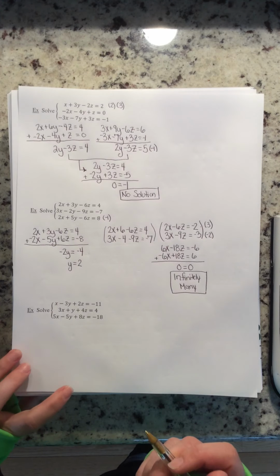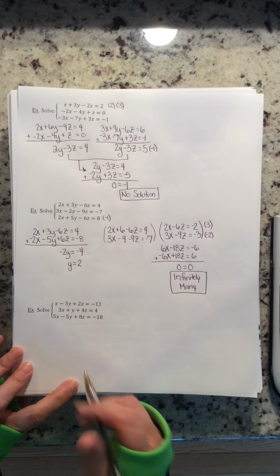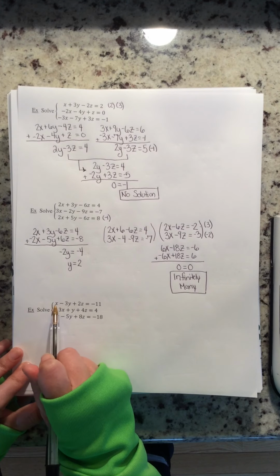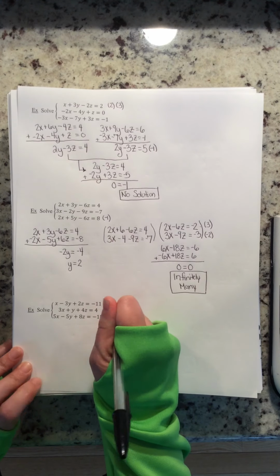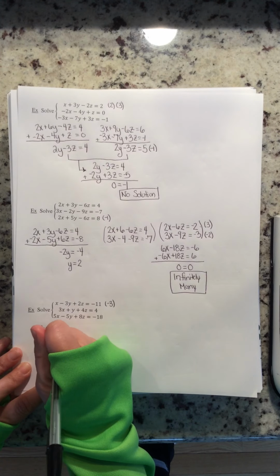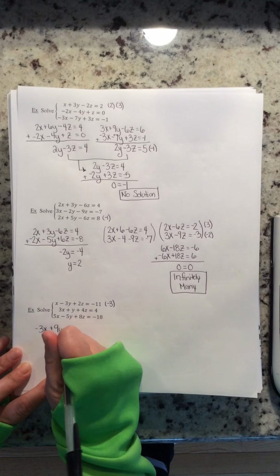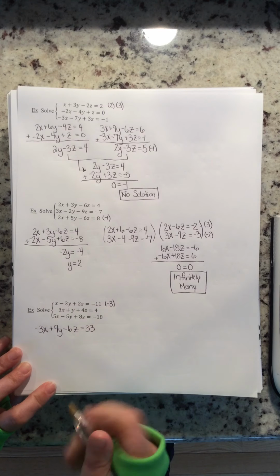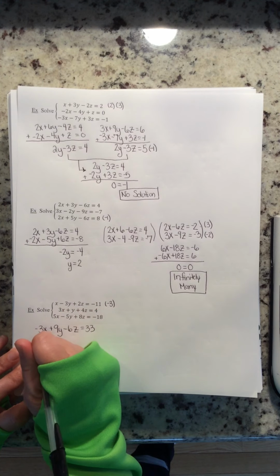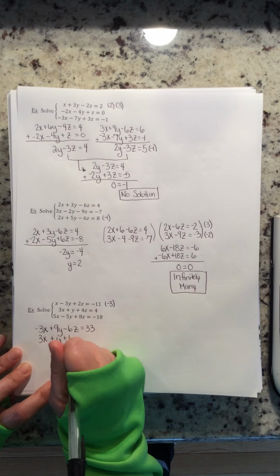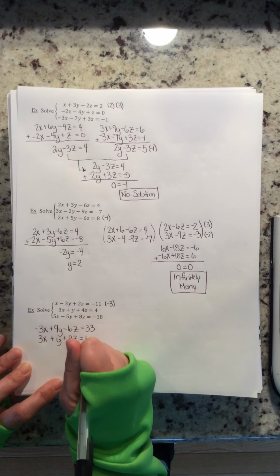Okay, hopefully you've tried this on your own first. Looking at this problem, I would first consider the top and probably the middle, myself personally. I see this 3x here. I would like this to be a negative 3x. So I'm going to start by multiplying the top by negative 3 to obtain negative 3x plus 9y minus 6z equals 33. The middle equation with the positive 3x we'll leave alone. 3x plus y plus 4z is equal to 4.